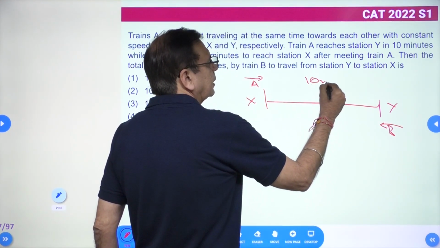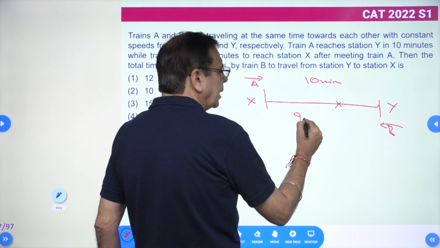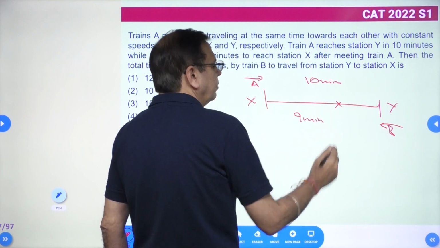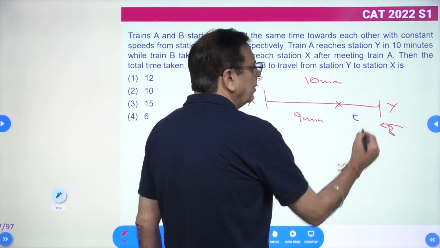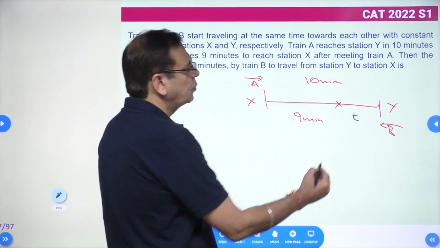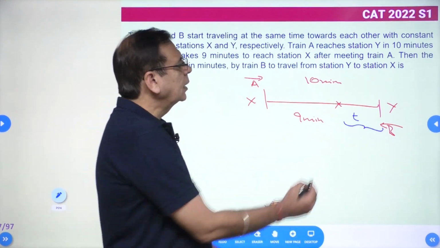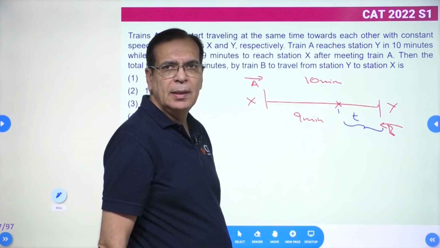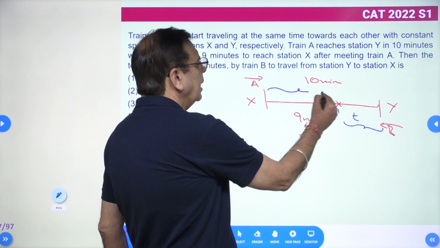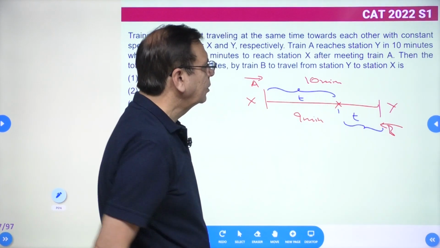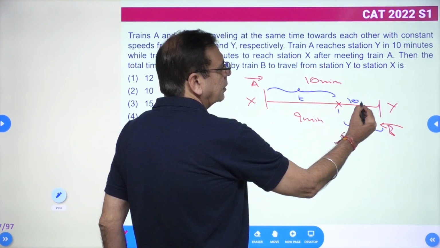Train A is taking 10 minutes to reach the destination. Train B after meeting takes 9 minutes. Now, if I say this time is t minutes, that means train B has covered this much distance in time t minutes. But what is this? This is the meeting point of trains A and B. That means train A has covered this distance in t minutes. So how much time for this second part of the distance? It will be 10 minus t.